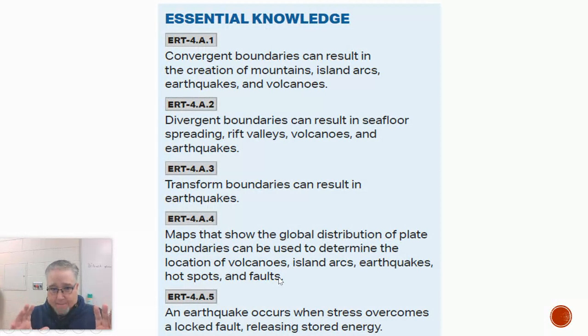Like if you're looking at a map, if I said, "Hey, point to an island arc," or point to an area where there's earthquake activity or hot spots, we should be able to comprehend that. All right, and then we finally talked about earthquakes as well. So some essential knowledge there.